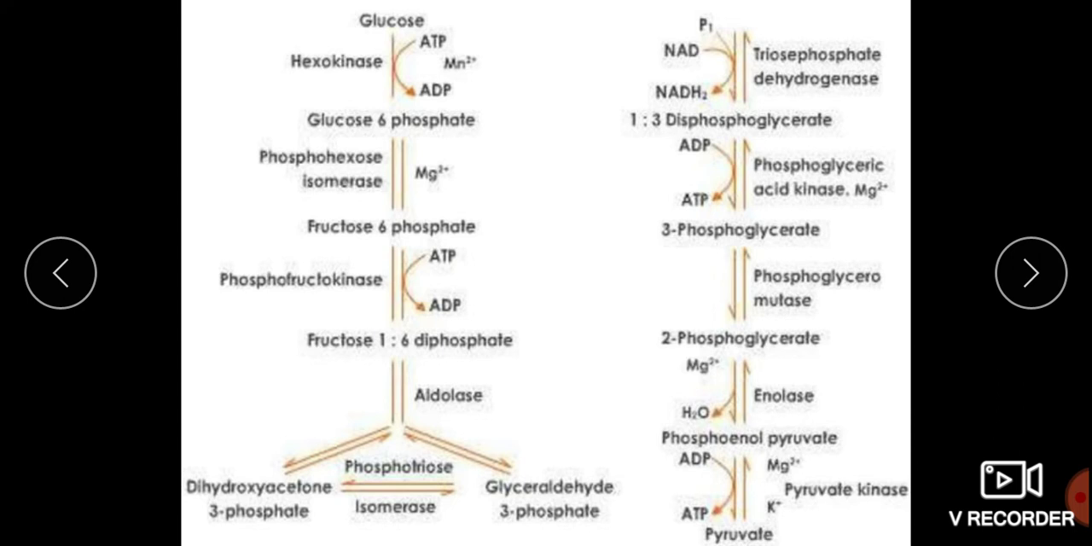This is the EMP pathway. There are 9 to 10 reactions where one glucose molecule gets converted into pyruvic acid.